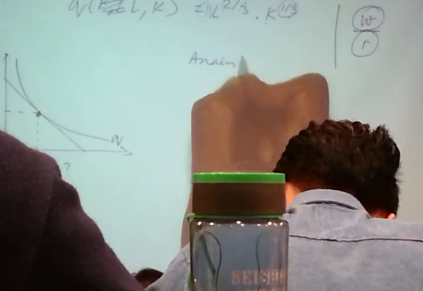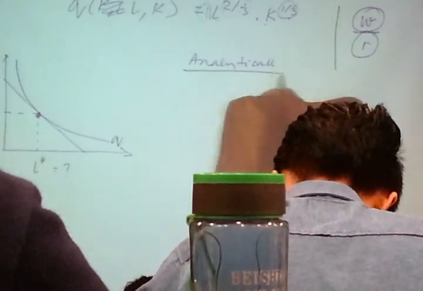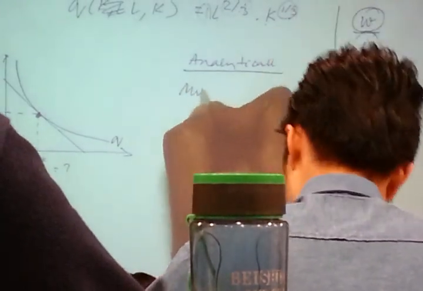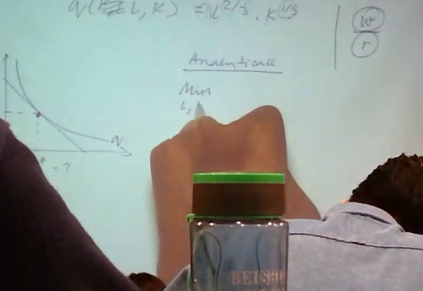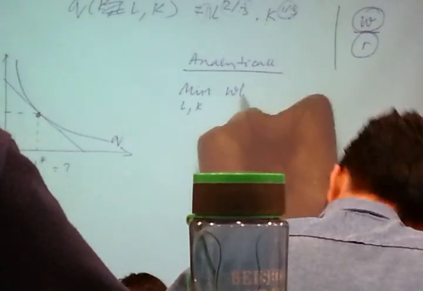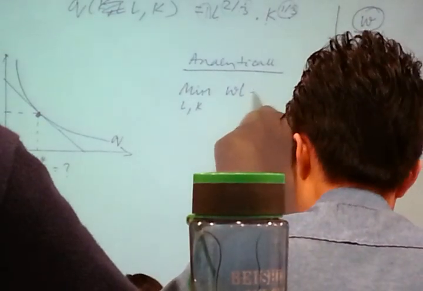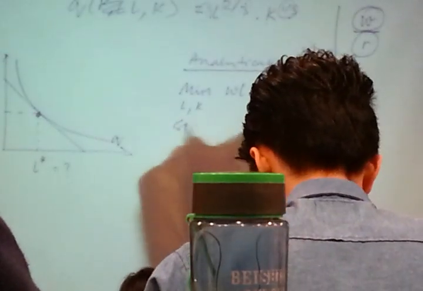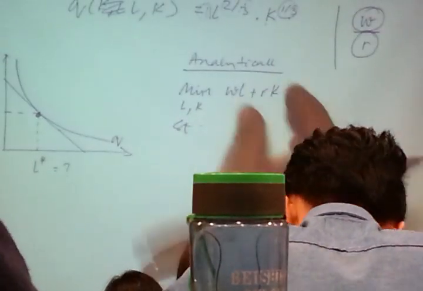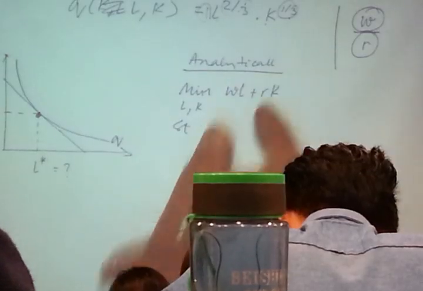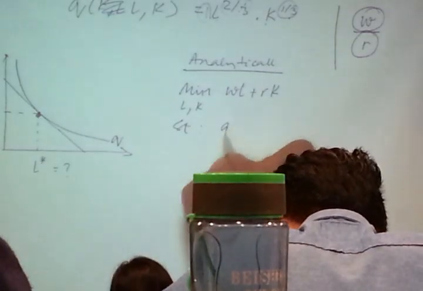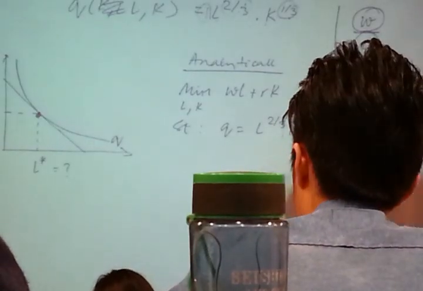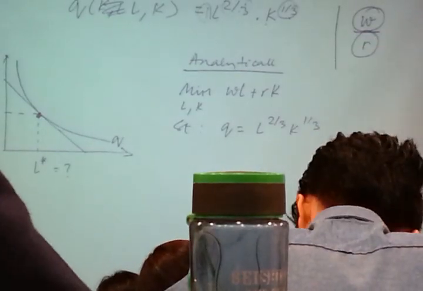Analytically, how do I solve it? I am looking for the cost minimizing input bundle. In other words, I am choosing a value of L and K that will minimize the cost of the bundle, WL plus RK, subject to the fact that that bundle of two inputs can be used to produce Q. That means Q is equal to L^(2/3) K^(1/3). This is what I am doing analytically.